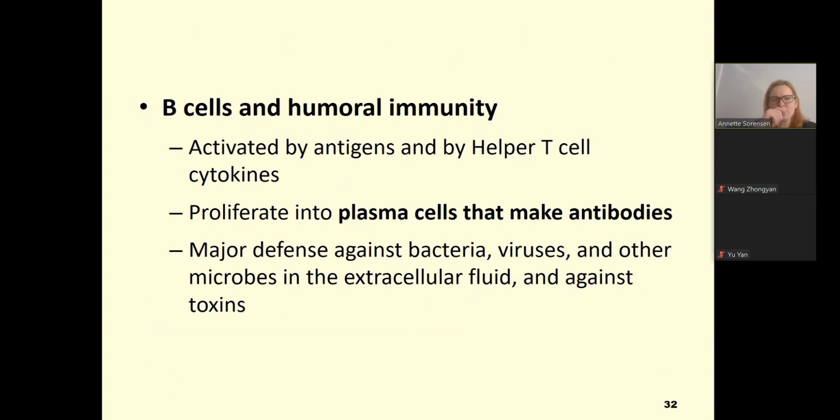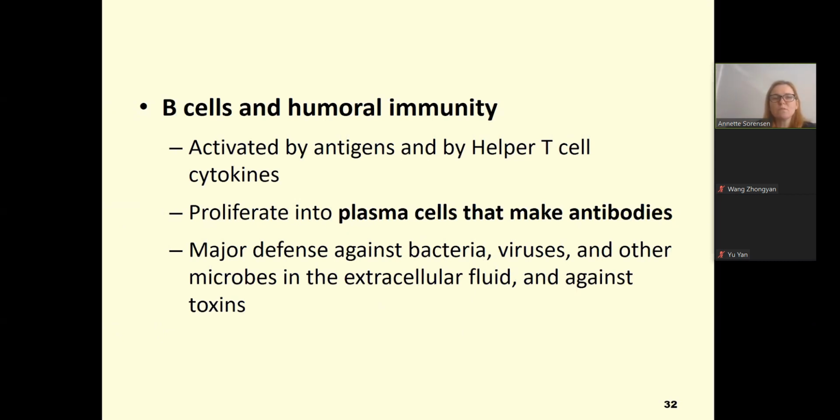Okay, so we've got to look a little bit at the mechanism of how these are activated. B cells and humoral immunity we'll start with. As I've already mentioned, helper T cells are very important because it's the helper T cells which activate these B cells. So the B cells are activated not only by the antigen, but they also need helper T cells for their activation. This is because the helper T cells are secreting cytokines, which leads to the proliferation of the B cells, so proliferation into plasma cells that then make antibodies.